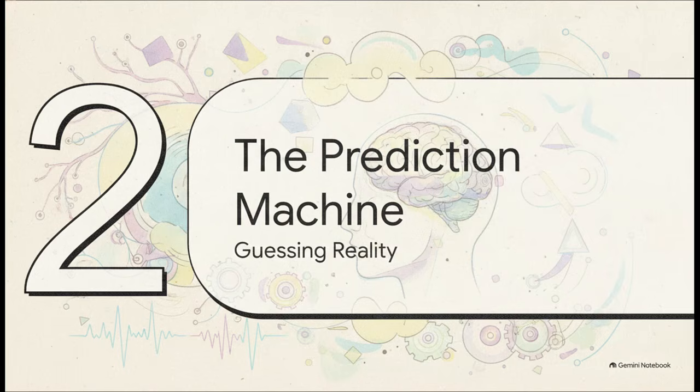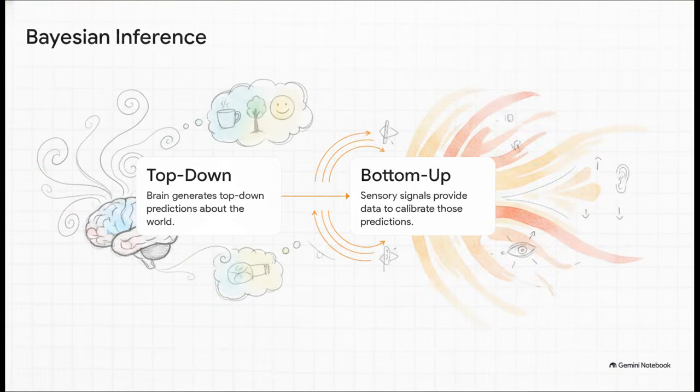Section 2. The prediction machine. So if we aren't passively recording the outside world like a camera, what exactly is the biological mechanism inside our heads doing? Well, your brain is essentially a prediction machine. It's constantly solving a really complex mathematical problem called Bayesian inference. That's basically calculating probabilities to figure out what is most likely out there.